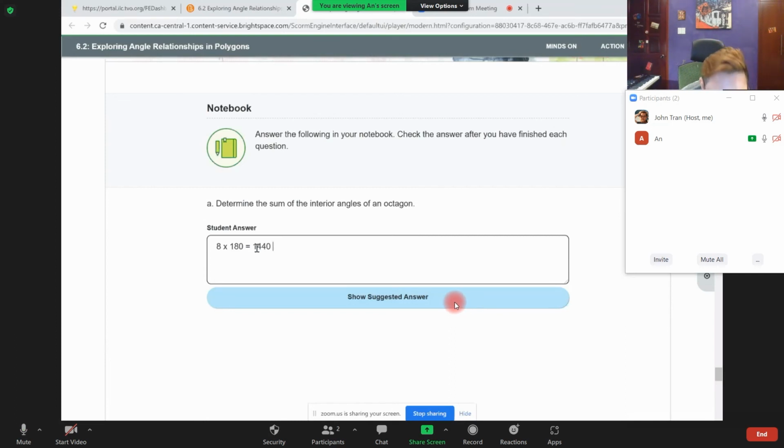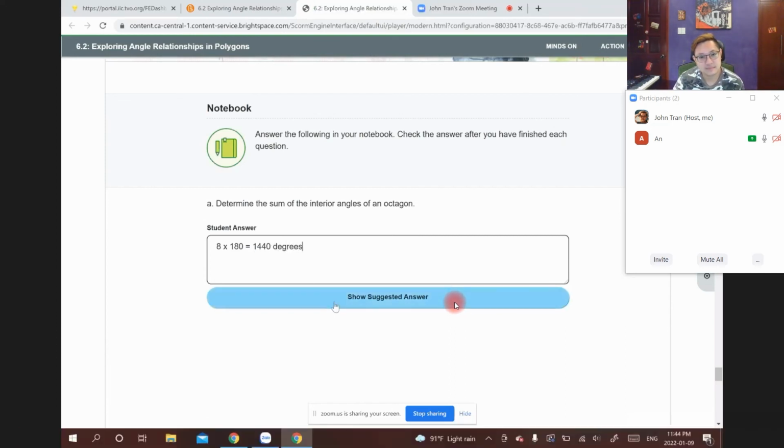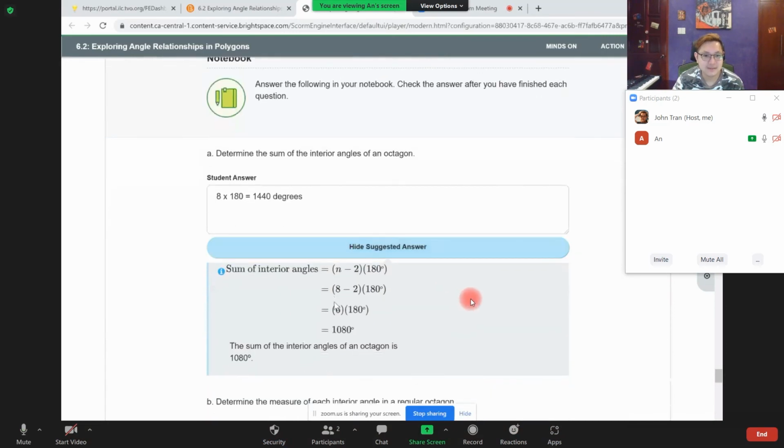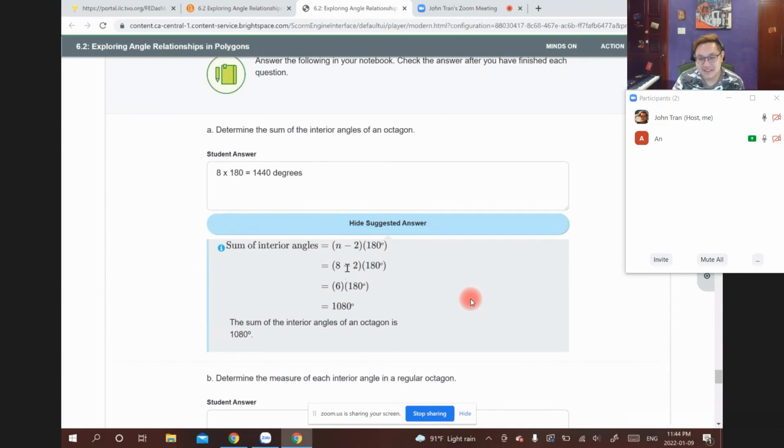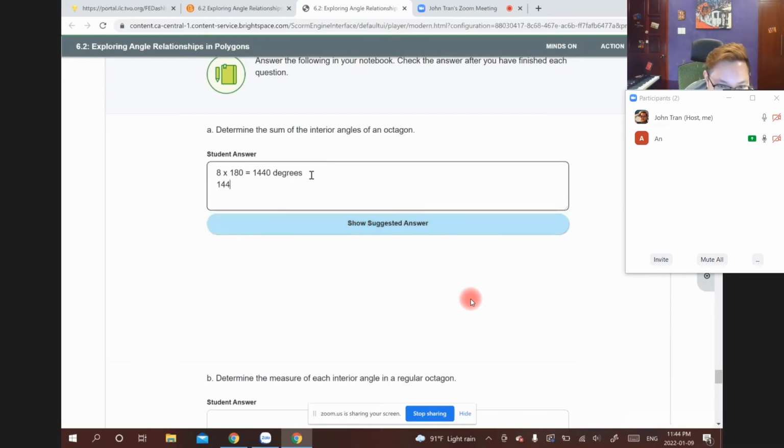1440 degrees. Oops, something is wrong. Sorry, you forgot to minus the 360 in the middle. So you minus the 360 and then you should get 1080 degrees. Careful, careful. Interior angles are not easy. They're tricky.